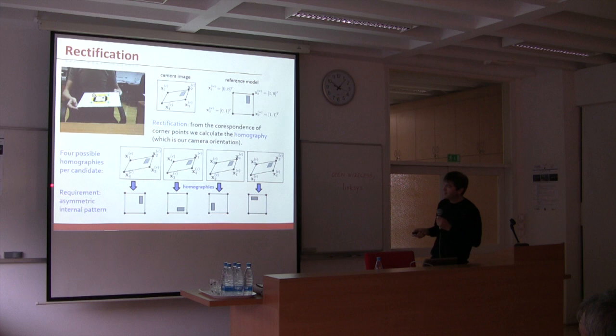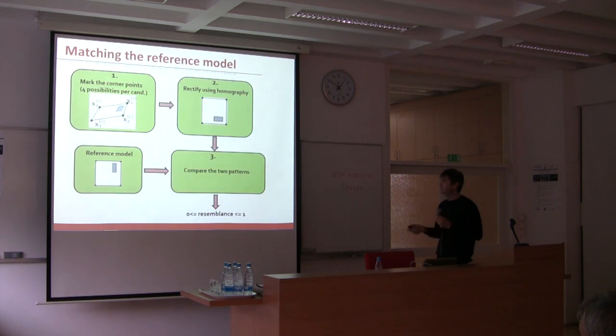And now you see why this requirement for an asymmetric internal pattern is handy. You see now why it must be asymmetric. So this is the procedure for each candidate and for each possible rotation. We calculate the homography, we rectify the image using this homography, and then we match this. We compare the 2 patterns inside, and then we express the resemblance as a value between 0 and 1. And of course, the orientation and the candidate with the highest resemblance is our marker.